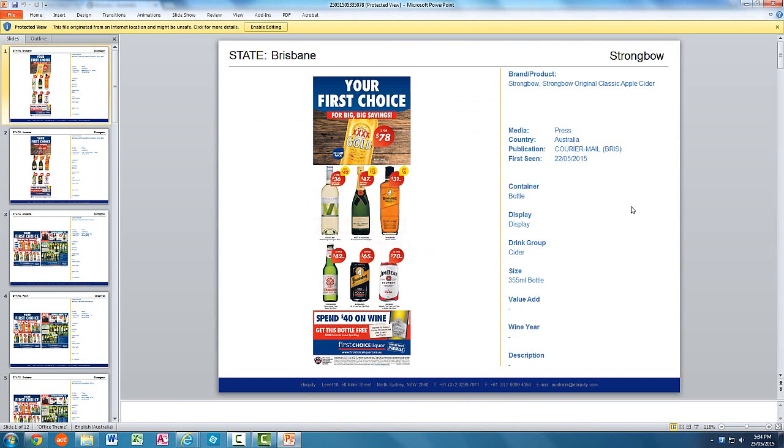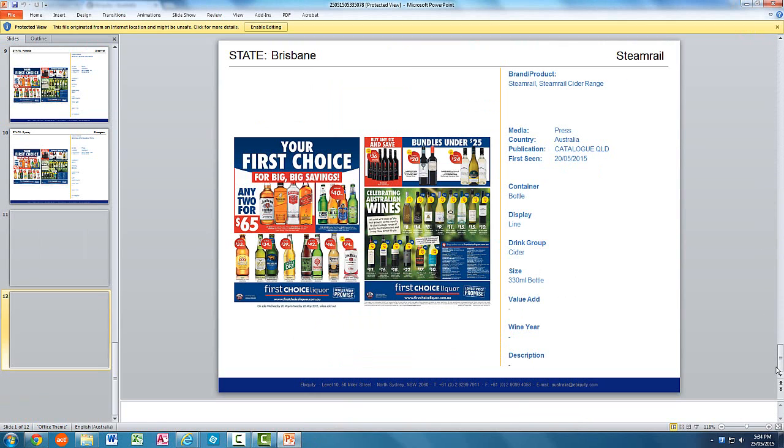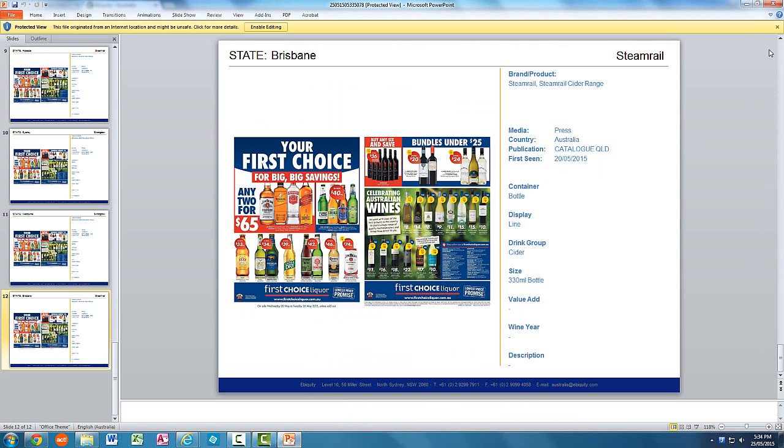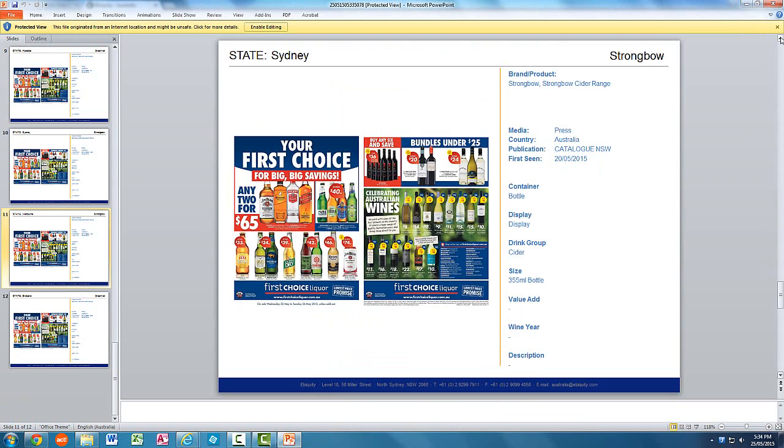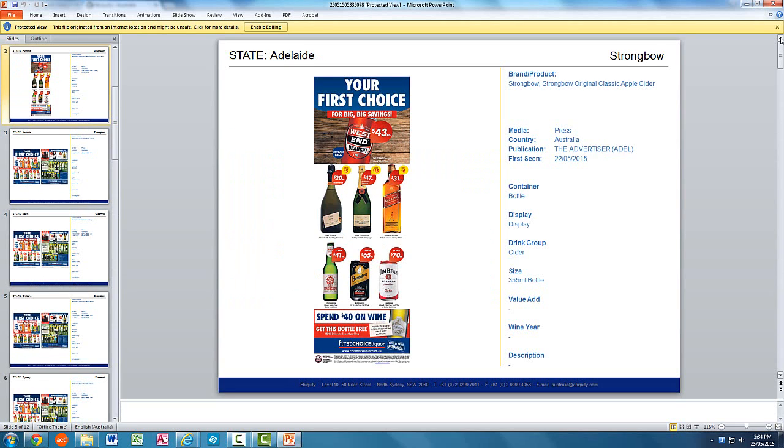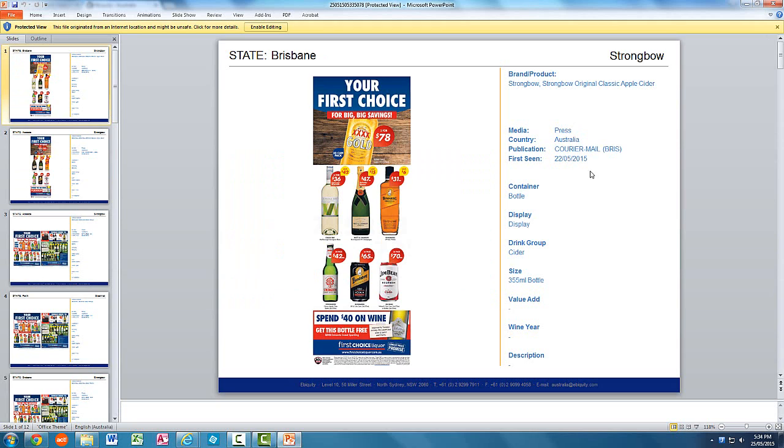And here is the results. Scroll down. There's our 12 ads. Just scrolling through them. It shows you where they ran and the date, and a very good picture of the ad.